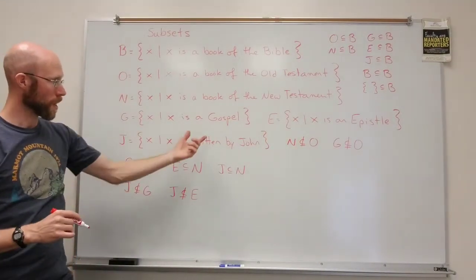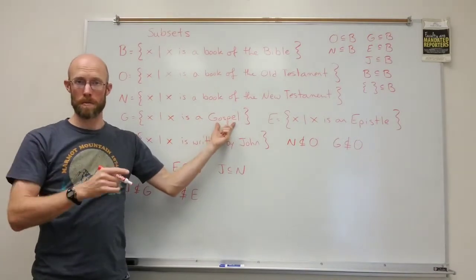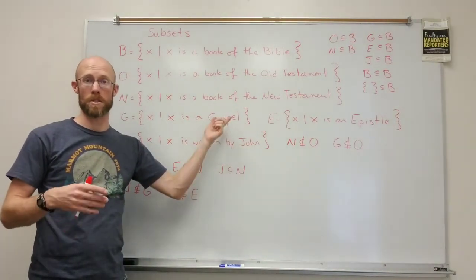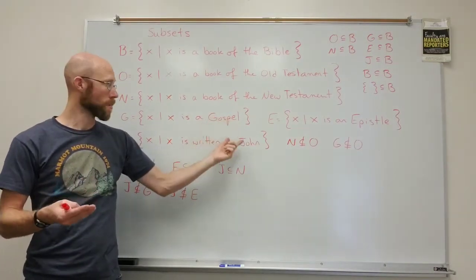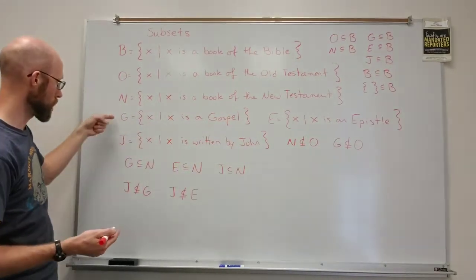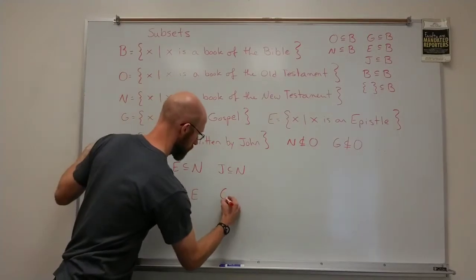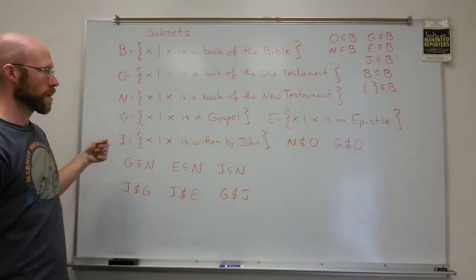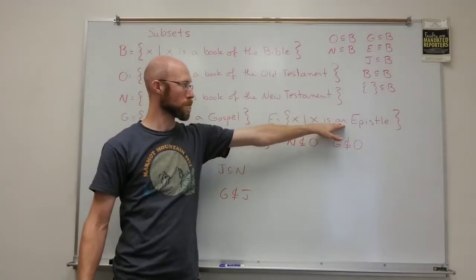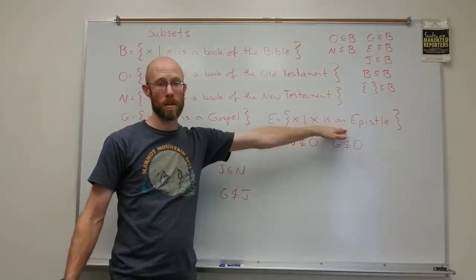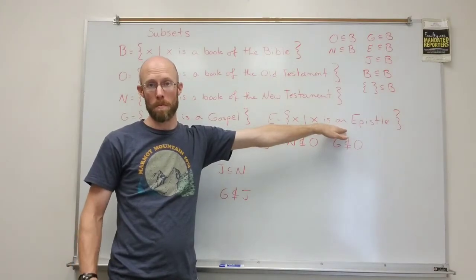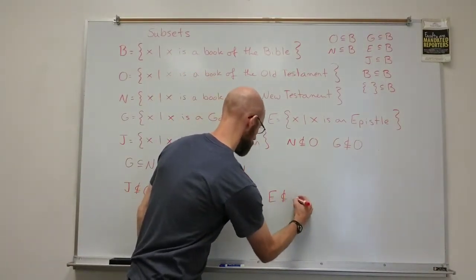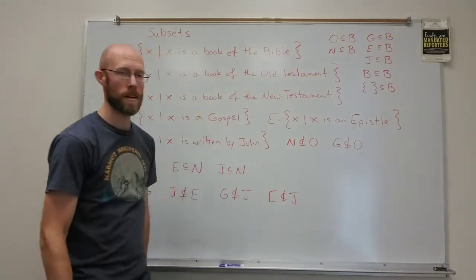We can also say that of the four Gospels, we go subsets the other way. Of the four Gospels, one of them is written by John, but there exist three Gospels that are not written by John. So we would say that G is not a subset of J. And similarly, three of the epistles are written by John, but there are lots of epistles not written by John. So E is also not a subset of J.